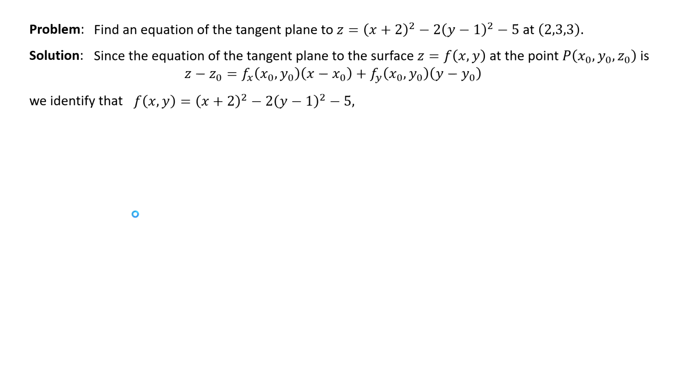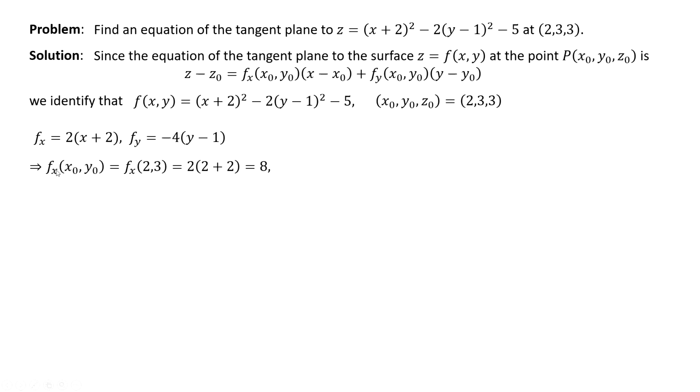We identify that f of xy is this, and x0, y0 is that. F sub x. Can you take the partial derivative of this with respect to x? Yep, this is 2 times x plus 2 times the derivative of x plus 2, which is just 1, so 2 times x plus 2. The derivative of this goes to 0 because in the partial we hold y as a constant, so partial with respect to x would be 0. So partial f with respect to x is simply 2 times x plus 2. Partial f with respect to y, negative 4 times y minus 1, right? This would go to 0. The derivative of this goes to 0, and so we got that. Can we evaluate these at 2, 3? Yep. 8 and negative 8.